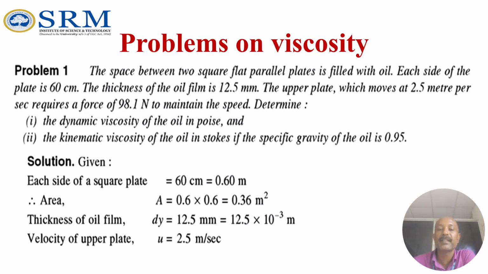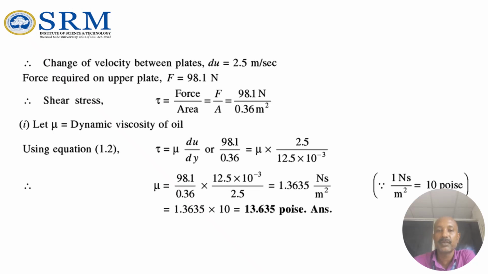So 12.5 into 10 power minus 3 meter. And the upper plate velocity is 2.5 meter per second. The bottom plate will be constant, so its velocity is 0 meter per second. So the changing velocity between the plates, du, equals 2.5 meter per second. The force on the upper plate, how much force you are giving, is 98.1 Newton.